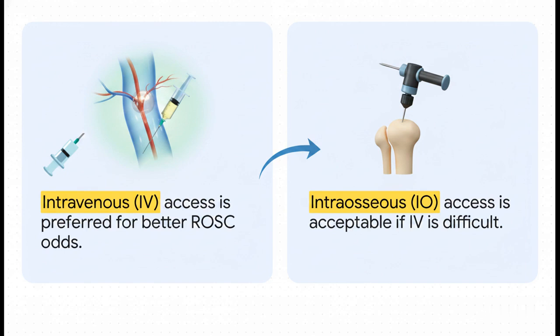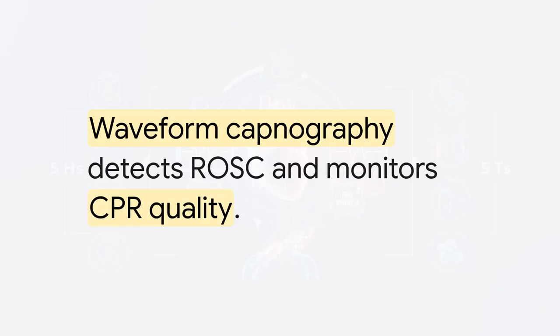It turns out intravenous or IV access is actually associated with significantly better odds of ROSC and much more favorable neurological outcomes at discharge. So, the new rule of thumb: prioritize IV access first. But if it's too difficult or it's just taking way too long, don't hesitate. Immediately drill that IO.